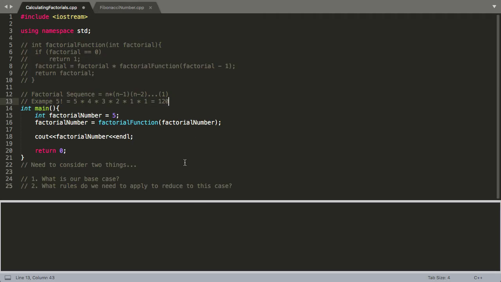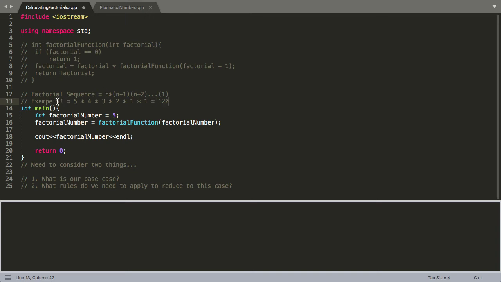Alright, so before we even look at any code, let's establish what our base case is going to be and figure out what rules we can apply to reduce to this case. So here I have our factorial sequence in general form. We have n times n minus 1 times n minus 2 all the way down to 1. And then for our specific example, we have 5 factorial equals 5 times 4 times 3 times 2 times 1 times 1. The reason I have 1 a second time is just a reminder that we do have to deal with a case: 0 factorial is equal to 1, so we need to make sure we don't forget about that case.